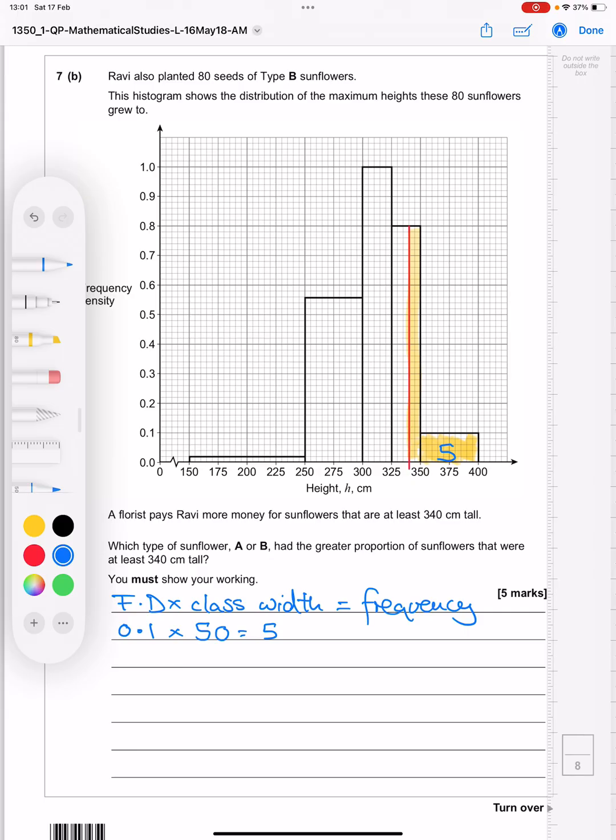Okay, and then this small part here, this tall narrow bit, the width is 10 and the height is 0.8. So that's 8 sunflowers right there. Okay, so we've got 13 out of 80 for this type B.